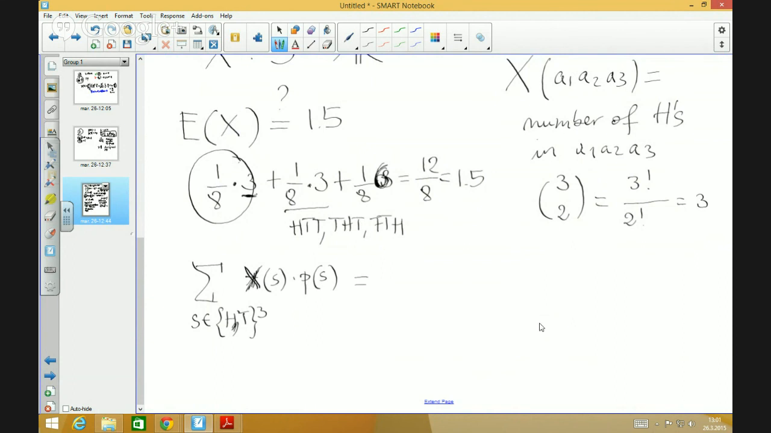And in longhand form, you would have 8 arguments in the summation, and for each one you get this. So you would have 1/8 times 3. That's when you get the outcome head, head, head, plus 1/8 times 0. That's when you have tail, tail, tail, plus 1/8 times 1. That's when you get head, tail, tail. And you continue this way with all the possibilities. And this is what you get at the end.